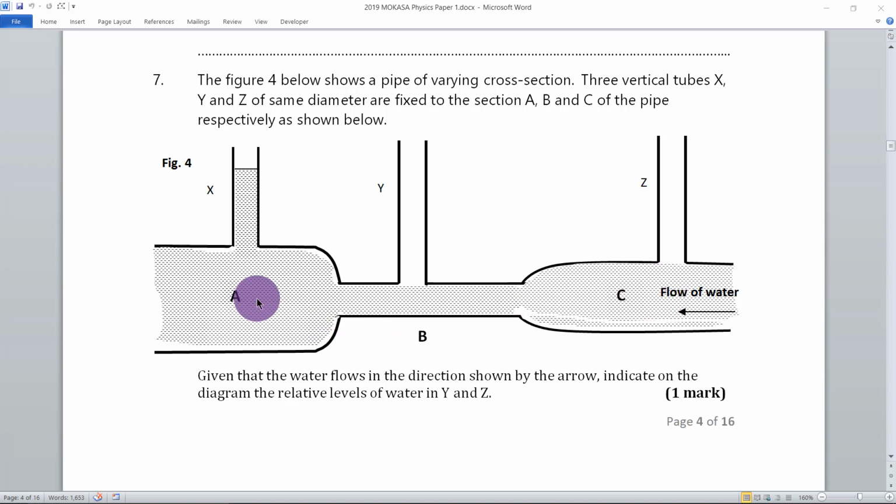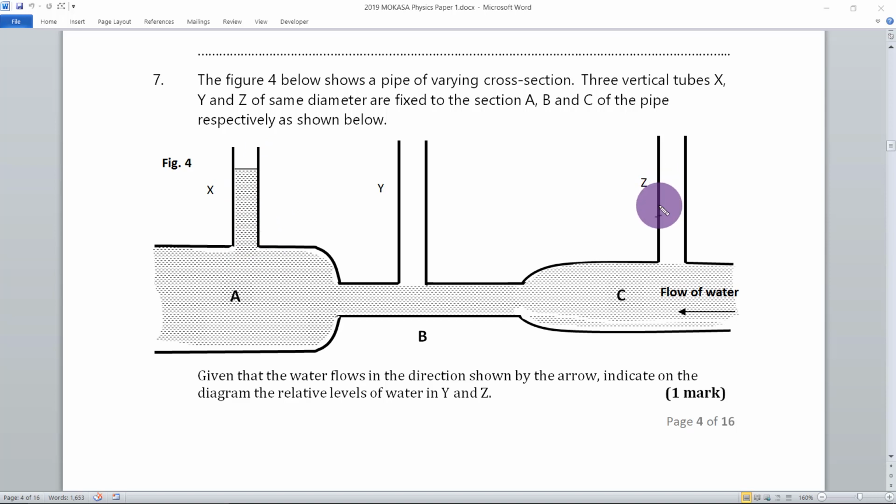Now, in A, it's going to move with a slower speed than in C, because the cross-section area is larger in A than in C. So I would rather we compare the pressure in C and the pressure in A. There will be more pressure here and less pressure here. So the height of the manometer in Z is smaller than the height of the manometer in X. So comparing these two heights, this is what we are going to have.